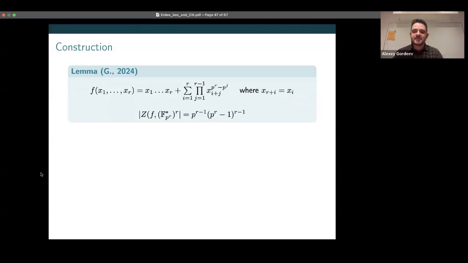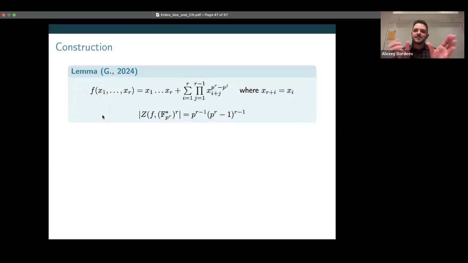So first, we have a technical lemma, which for now I want to just state and skip its proof. But we will maybe go back to the proof in 5 minutes. So the lemma is just like that. If we have this fixed polynomial, which is just the product of all variables plus some kind of cyclic sum, where every other monomial is a product of some degrees of all variables except one, because here we have a product of r minus 1 variables in every monomial. And here the index is cyclic modulo r, so x_{r+1} is the same as x_1.